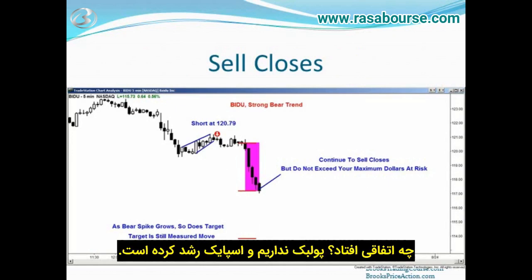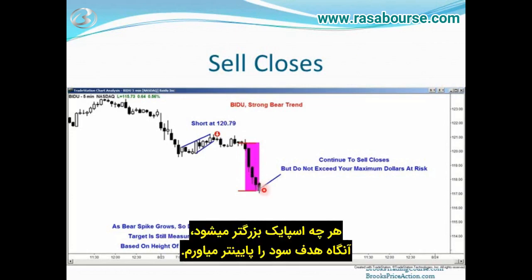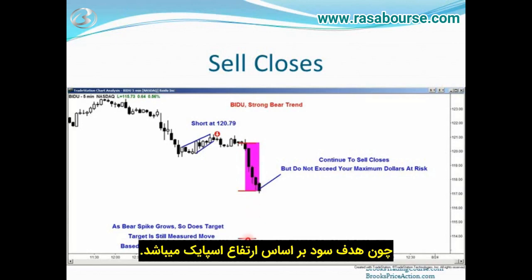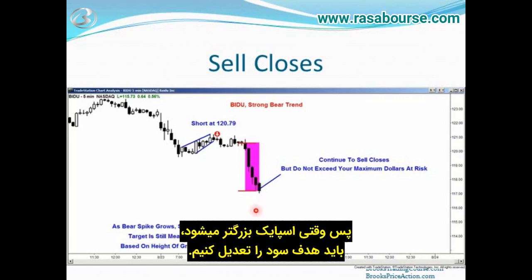Okay, what happened? Okay, no pullback. The spike is growing. So at this point, the spike is now this big. Instead of this big or this big, it's all the way down to here. As the spike is growing, I'm going to keep lowering my profit target based on the height of the growing spike. So with the close of each bar, my pink box gets bigger and my profit target gets bigger. So I keep adjusting my profit target as the spike grows.